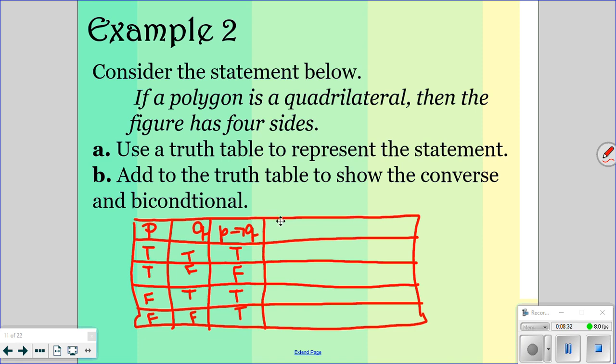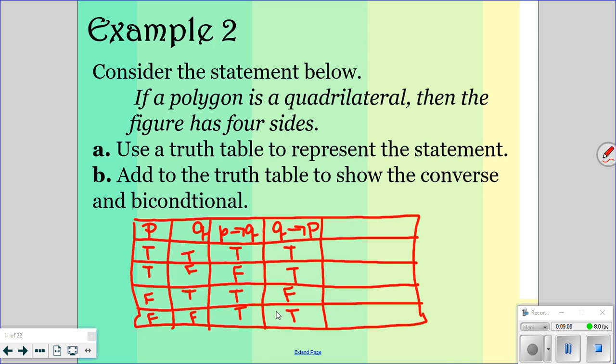Now we're going to add for the converse. So the converse is if Q, then P, or Q implies P. So we have to go backwards. So we start with Q and we go true, true. Well, that's a true statement. And now we do false, true. Well, we started with a false statement, so it has to be a true statement. Doesn't matter what the conclusion is. And then we started with a true hypothesis and ended with a false conclusion. So that is false. And then false, false is a true converse.